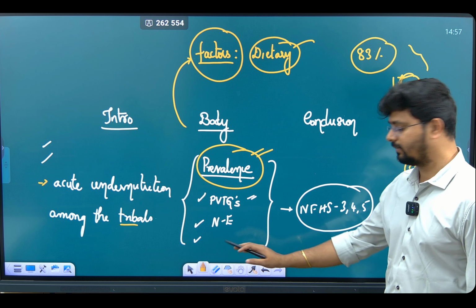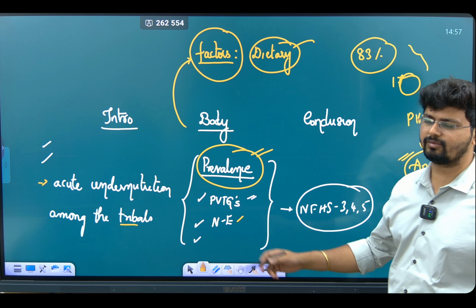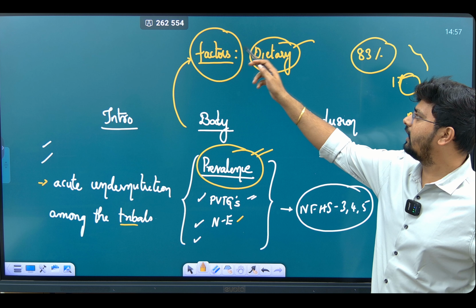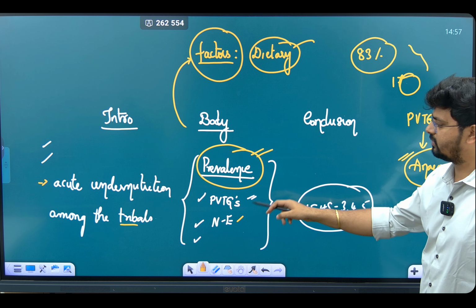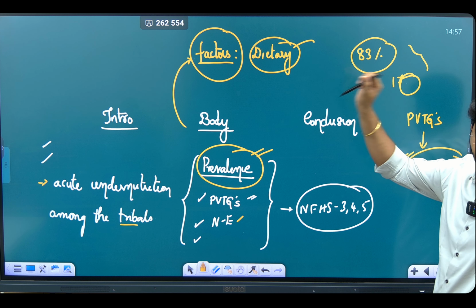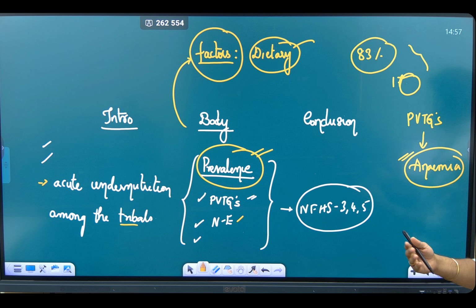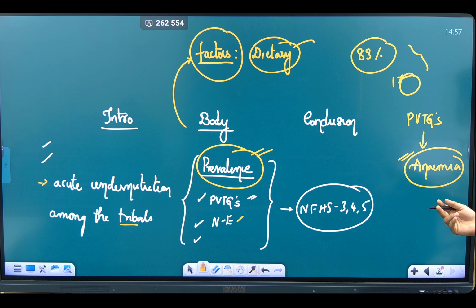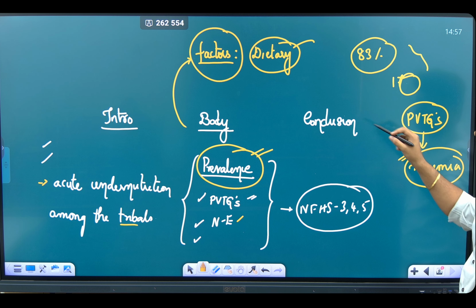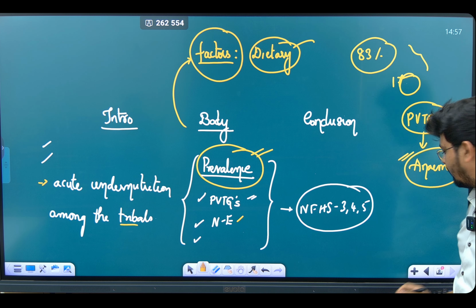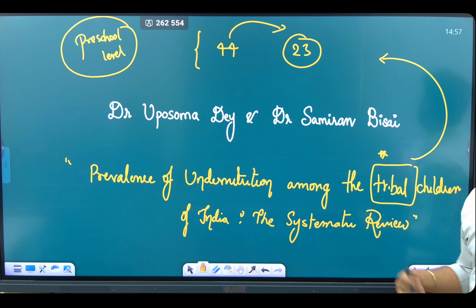PVTGs, northeast, and you can write northeast tribes or any tribes that you remember, and try to highlight the factors behind such prevalence. You can write the cultural examples of various tribes, socio-cultural factors, political and economic factors, and you can also show environmental factors, and then you can write the study. You can write any study, but a relevant one is very important.